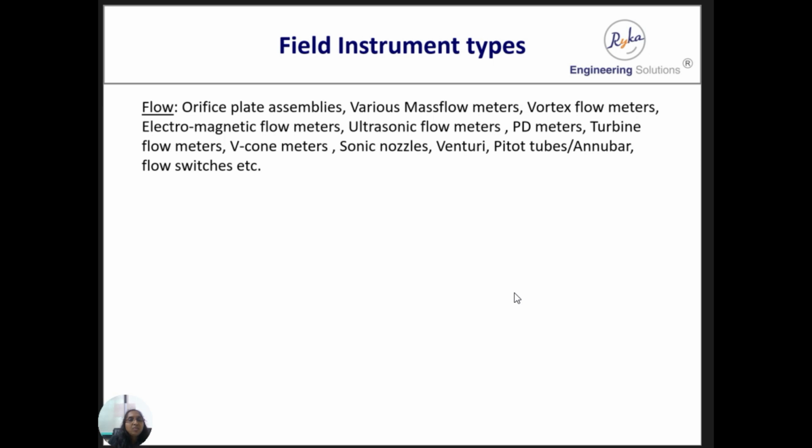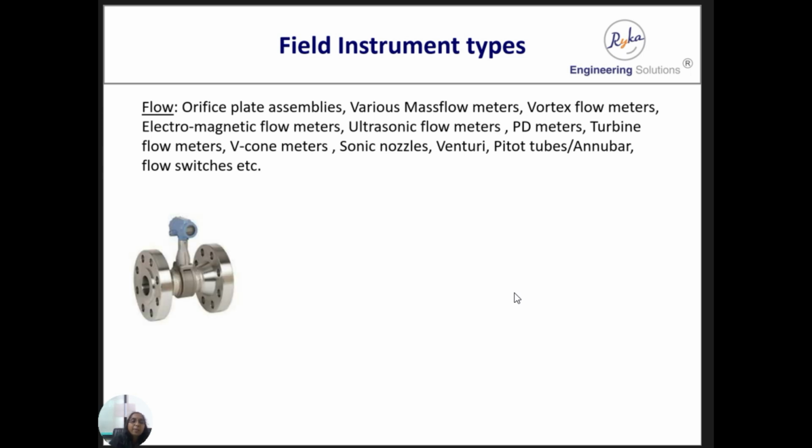Next is flow: orifice plate assemblies, various mass flow meters, vortex flow meters, electromagnetic flow meters, ultrasonic flow meters, PD meters, turbine flow meters, V-cone meters, sonic nozzles, Venturi, pitot tube or Annubar. Annubar is a proprietary term, but the instrument's name is averaging pitot tube.